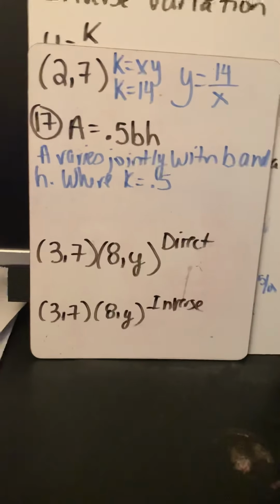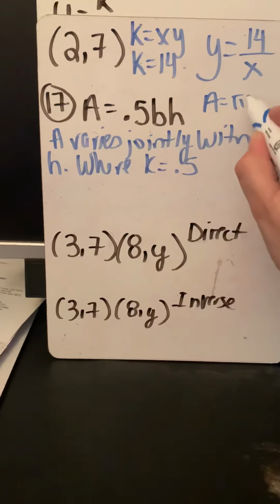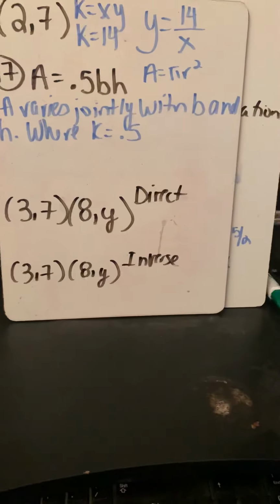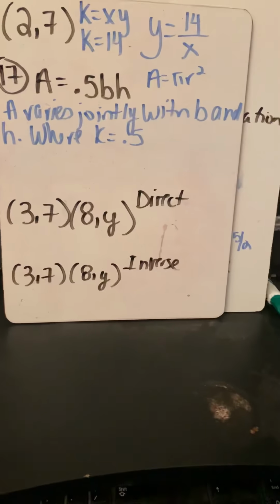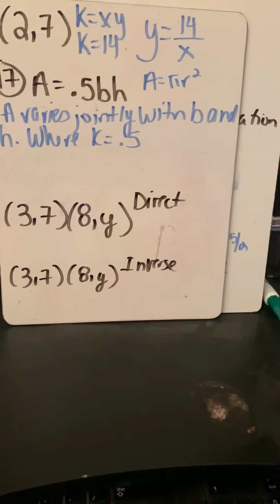So if you have something like, let's say A equals pi r squared, that pi is your constant of variation. That never ever changes. That stays as pi. The r is what changes. Your radius is what always changes.